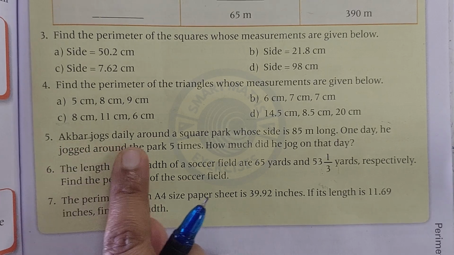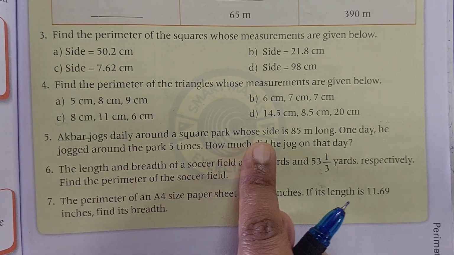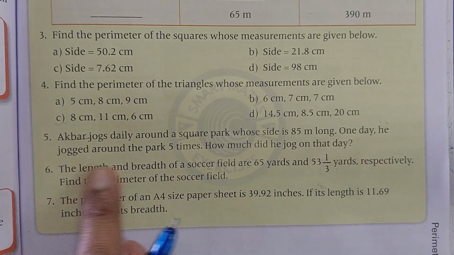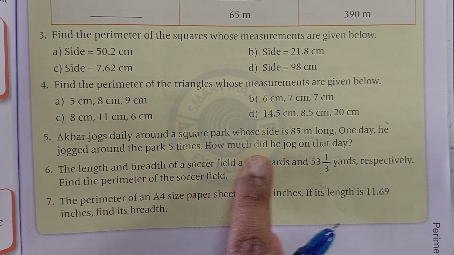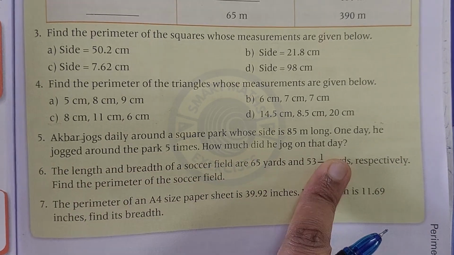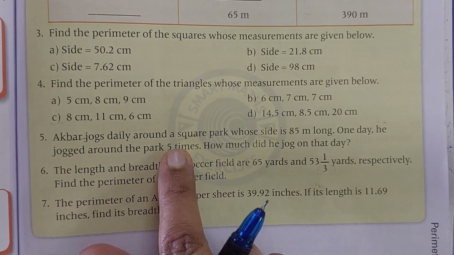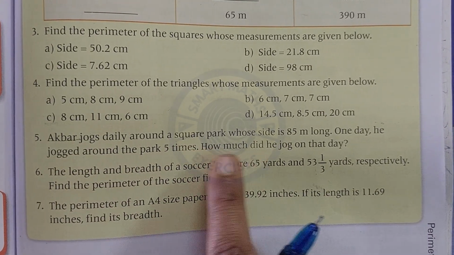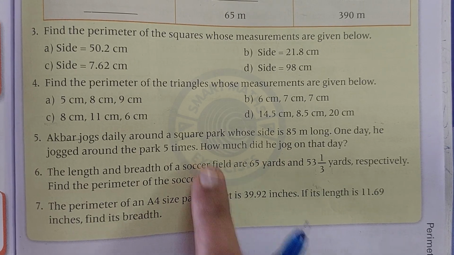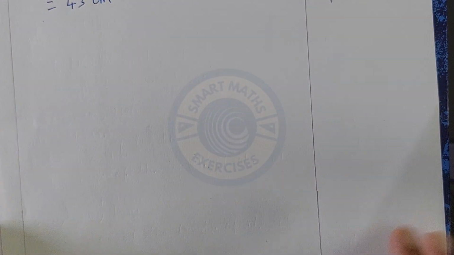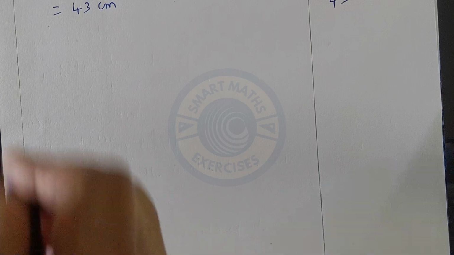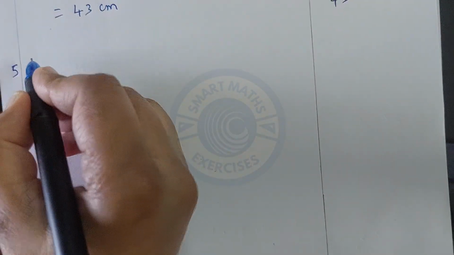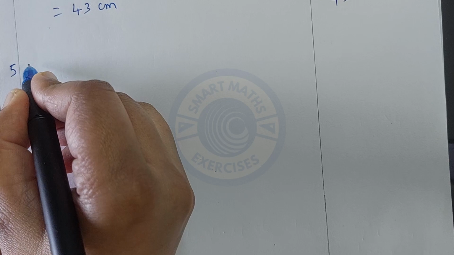Question is, Akbar jogs daily around a square park whose side is 85 meter long. One day he jogged around the park 5 times. How much did he jog on that day? Here the question says it's a square park, so we have to find out the perimeter of square. Fifth question. First, let us write what is the formula to find out the perimeter of square.